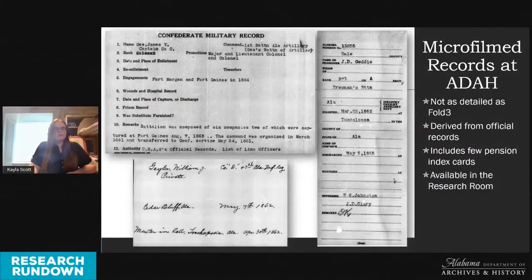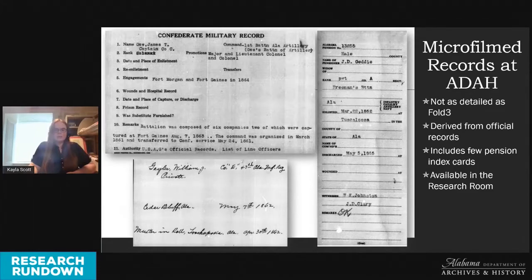In the research room, we have some records relating to Civil War service on microfilm. These are located in the tan-colored cabinets in the research room. These records are not nearly as user-friendly as Fold3, as you must scroll through many records before finding the name you're searching for. The records also do not contain the detail that Fold3 records do, as they are typically derived from official records, and Fold3 actually has the official records.